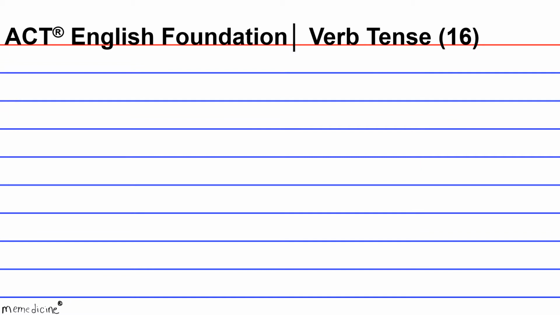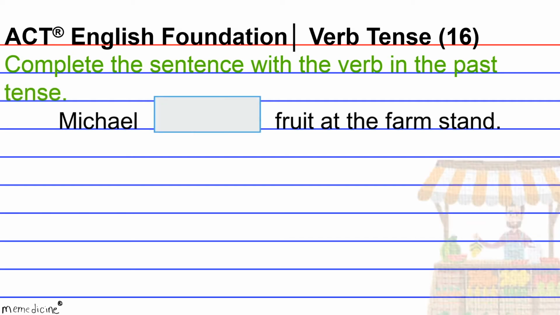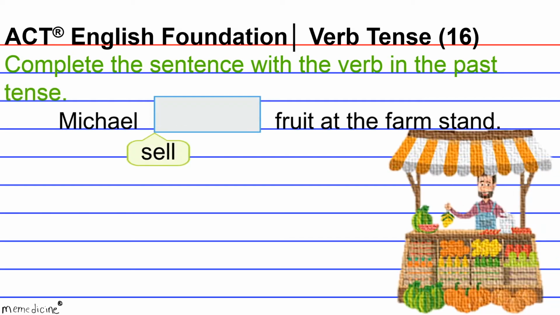ACT English Foundation, Verb Tense, Question 16. Complete the sentence with the verb in the past tense. Michael blanked fruit at a farm stand. The task here is to shift the tense of sell to its past tense form.